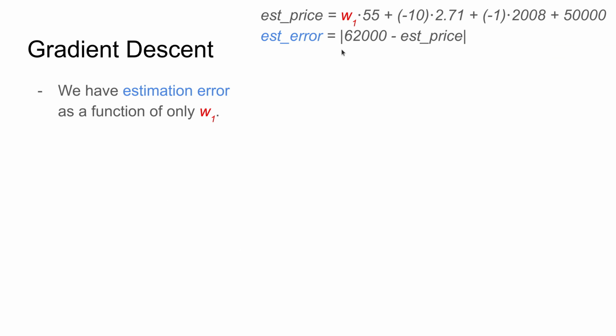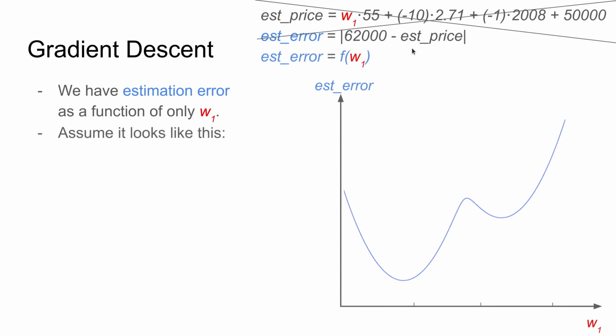So here are the formulas. We have the estimation error as a function of W1. This estimation price is just this formula, so imagine this goes in here. So right now, imagine we didn't have this formula, just a general function of the first weight. So if this was the error depending on the first weight, let's see what we can do. We have a general function, we don't care what's behind it.